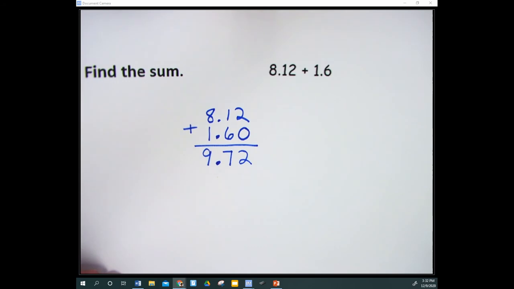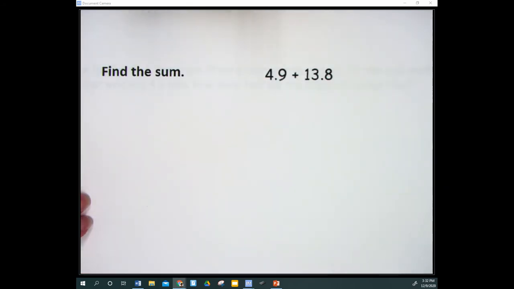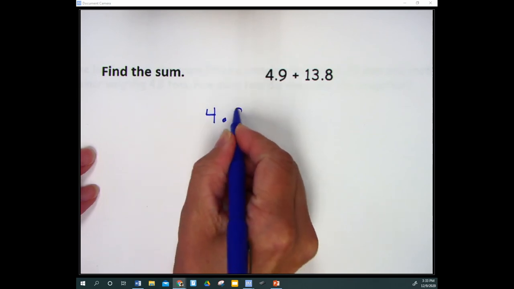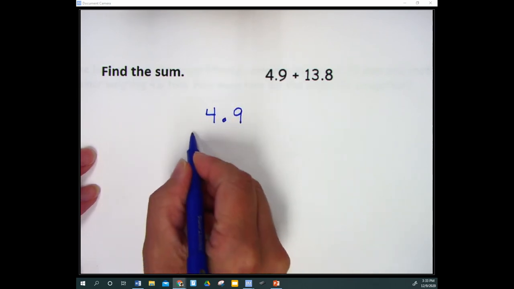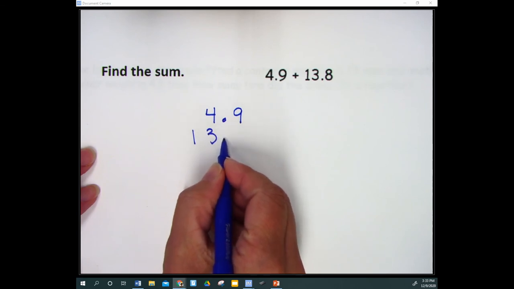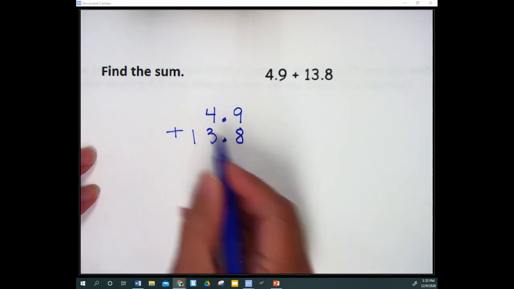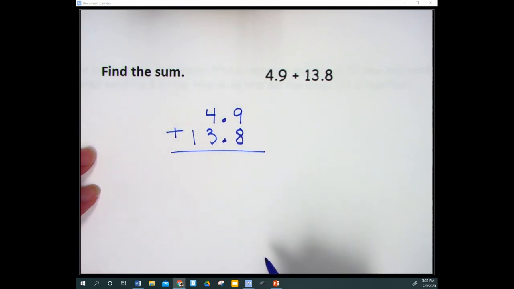Okay, here's your next problem. 4 and 9 tenths plus 13 and 8 tenths. Okay, of course, we're going to first start by lining up our decimal points. So here's 4 and 9 tenths, and then 13 and 8 tenths. We need to get those decimal points stacked right on top of each other. Now I'm ready to add.